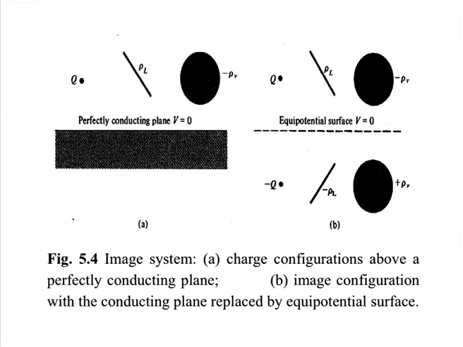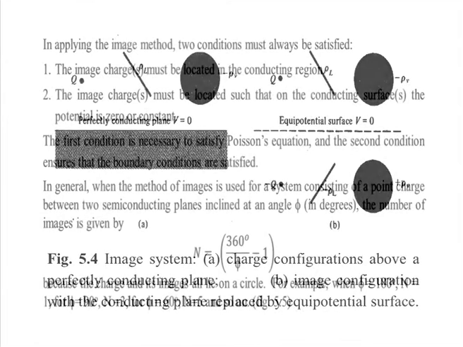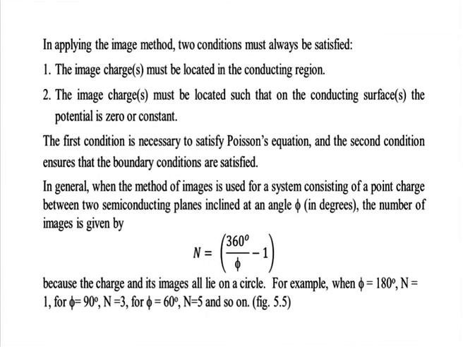The charge q has its image on the other side as minus q, rho l has its image minus rho l, and minus rho v has its image plus rho v. In applying the image method, we have to make sure of the satisfaction of two conditions.